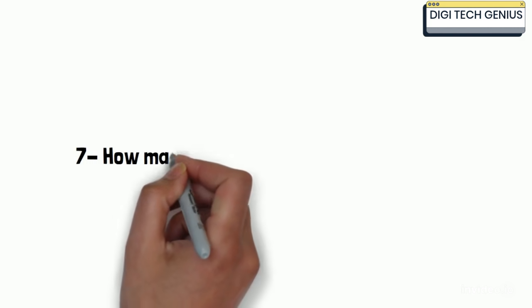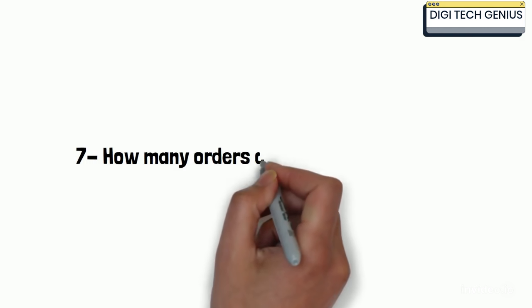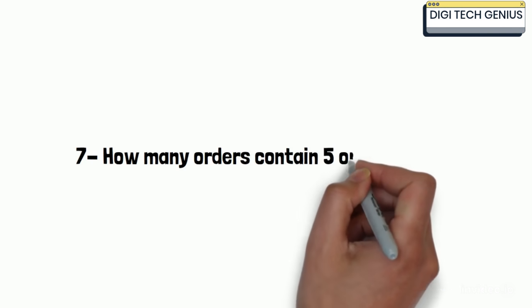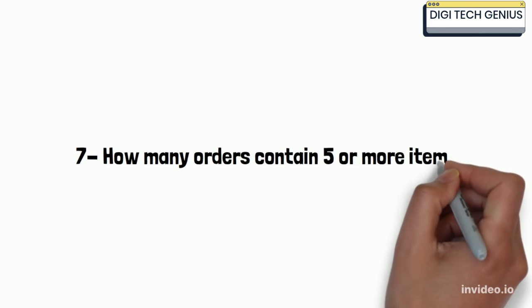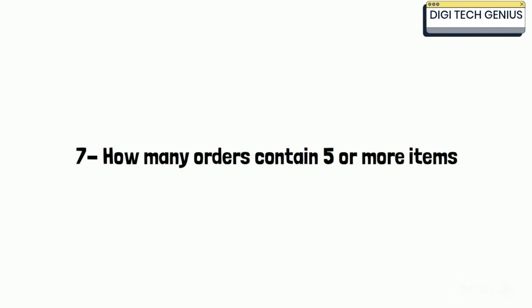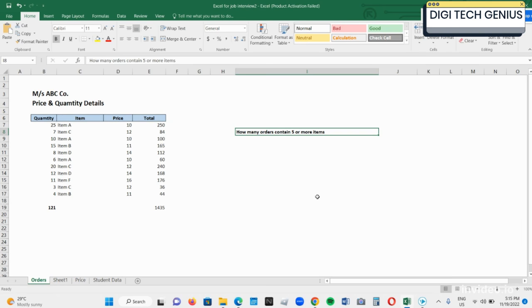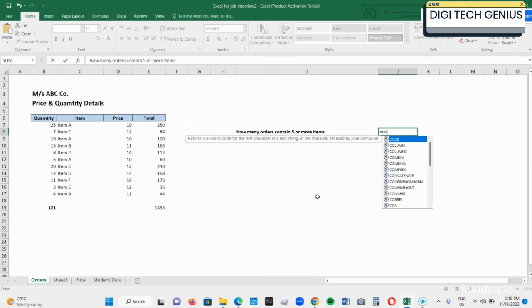So now our next test will be to find out how many orders there are which have more than 5 items. So how can we find it? Let's see that. Now to find the number of orders which have 5 or more items, we need to use a new formula, and this time we'll use COUNTIF.